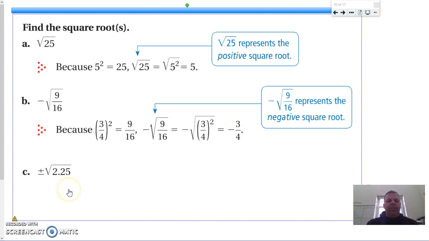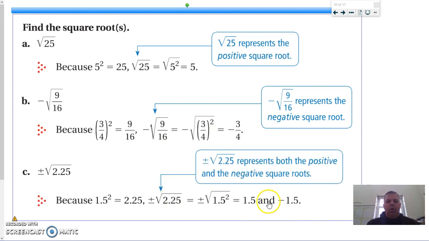In this last one, we've already done, so the answer is 1.5 and negative 1.5.